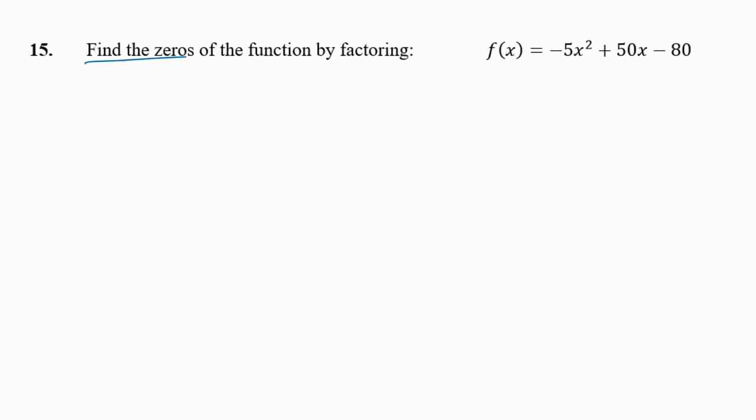All right, number 15 says find the zeros of the function by factoring. That just means we have to solve it. We want to look for the x-intercepts, right? f of x is the same thing as y. You can also set it equal to 0. Not a big deal. Right now, I'm just going to focus on the first step. ax squared plus bx plus c. Looks like it is in standard form.